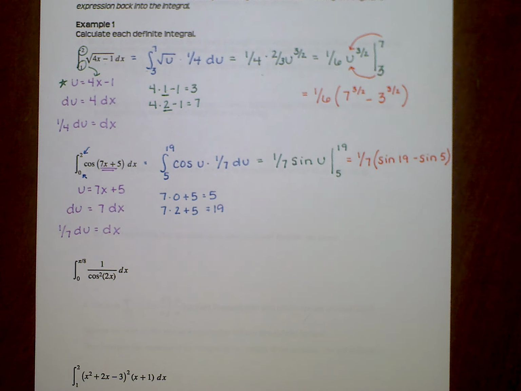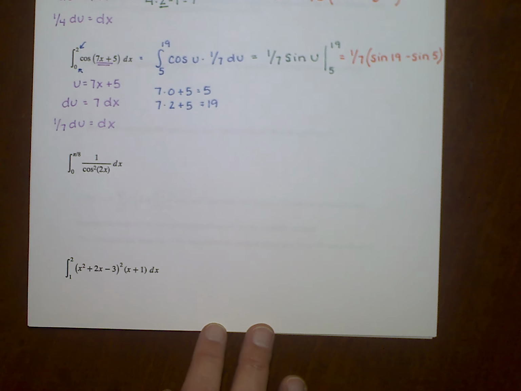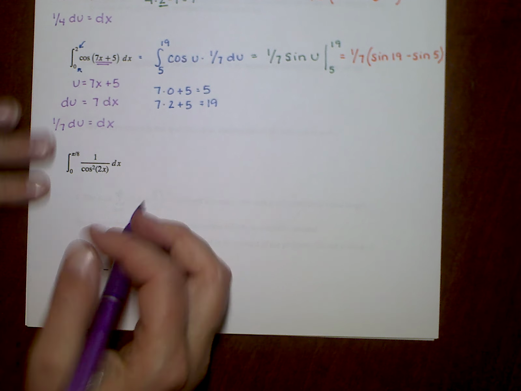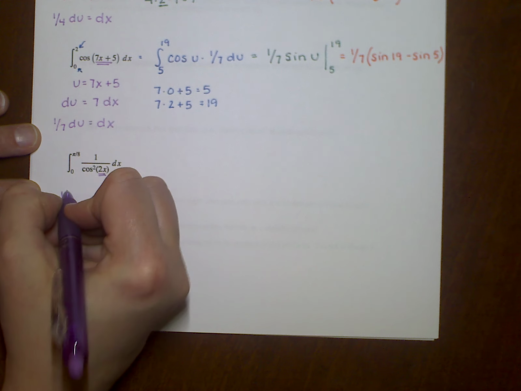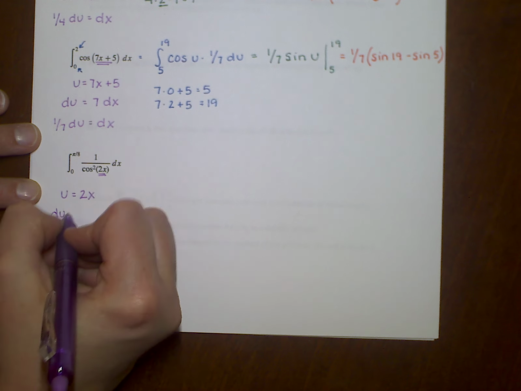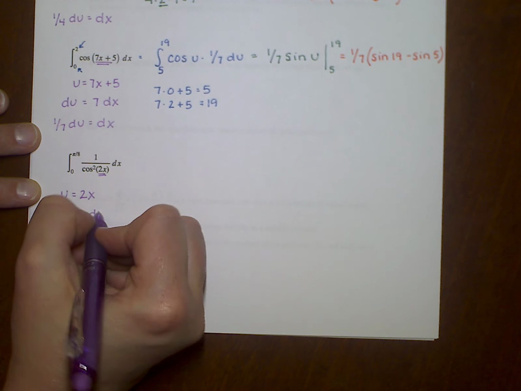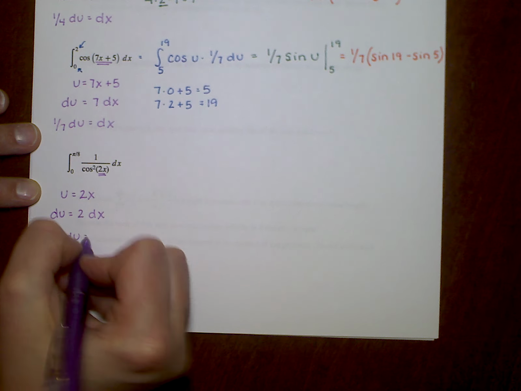Okay, so let's take a look at this next one. This next one, I think we actually can do something with the endpoints here. Okay, here's a little trick to this one. I don't know if we've seen one of these yet. Let's think about our u. Our u is going to be this 2x that's kind of buried. So u is 2x, which means du is 2 dx, which means 1/2 du is equal to dx.